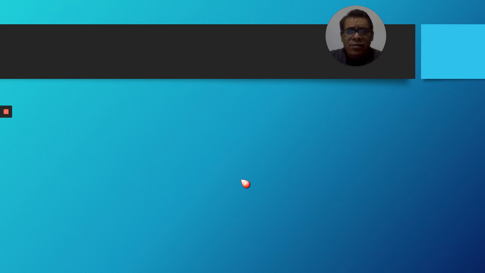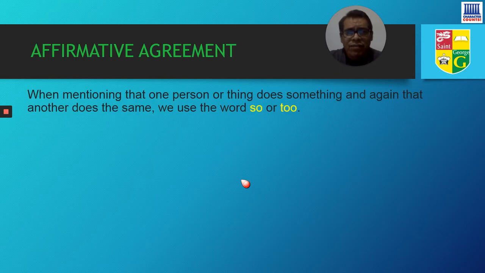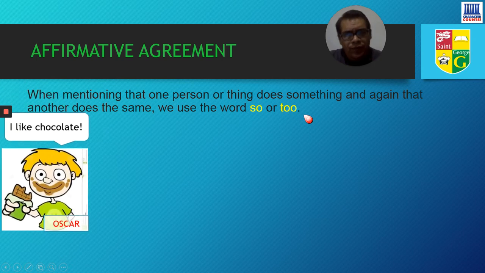To begin, we will start with affirmative agreement. When do we use affirmative agreement? We use this when we want to express that a person does something and another person does the same thing. For this purpose, we use the words so or too. Let's look at the examples that follow.